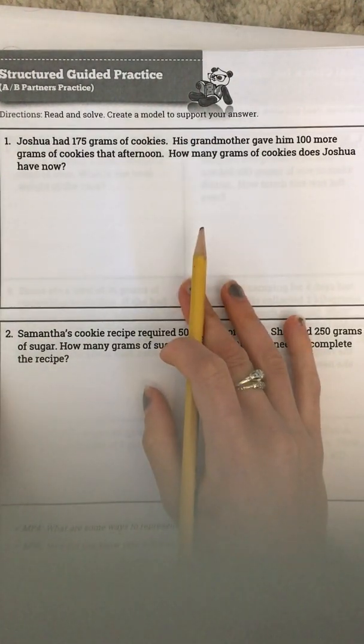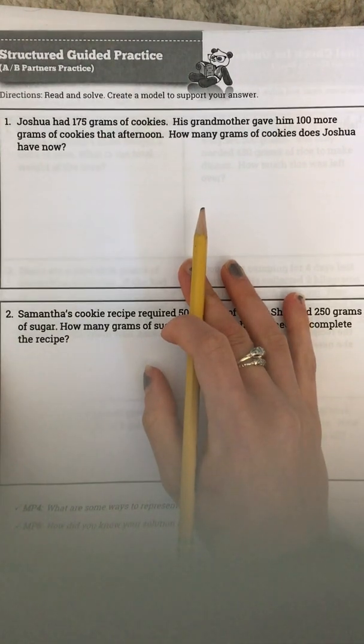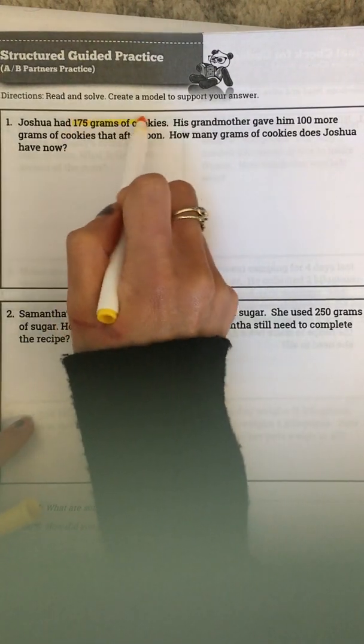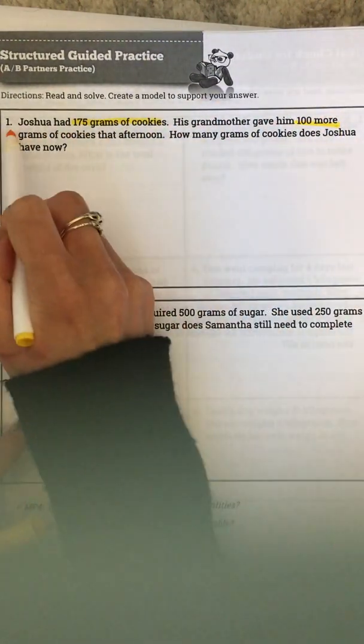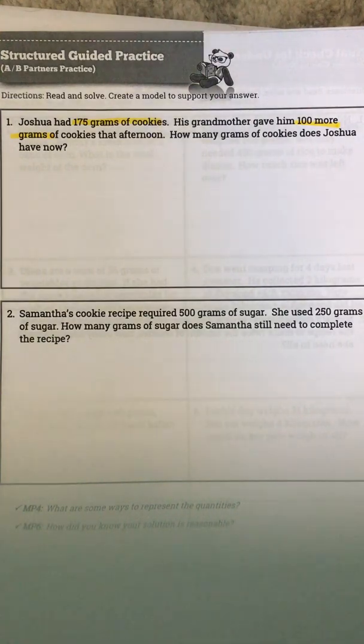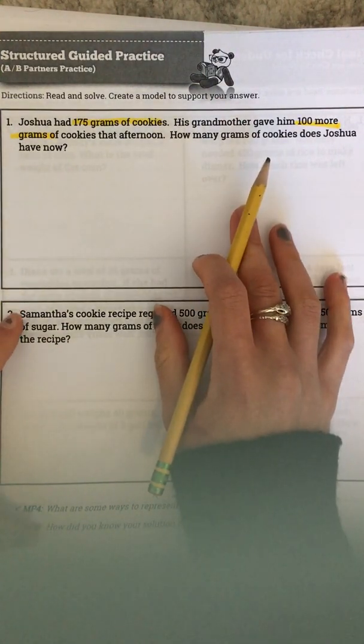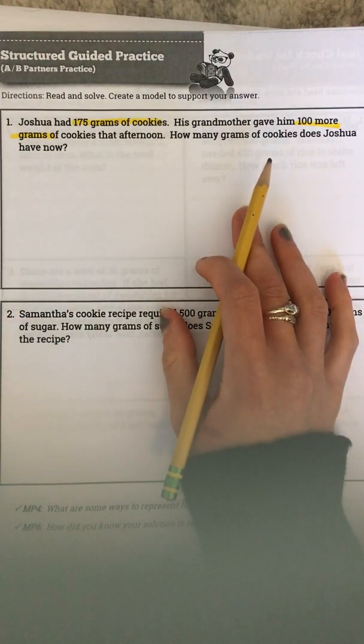All right, so let's move on to the structured guided practice together. So get your pencil out, let's get it ready to go, and we can work together on this. Joshua had 175 grams of cookies. His grandmother gave him 100 more grams of cookies that afternoon. Lucky Joshua. How many grams of cookies does Joshua have now?